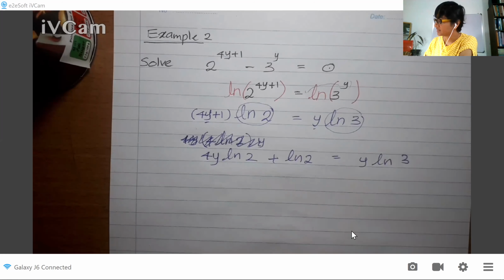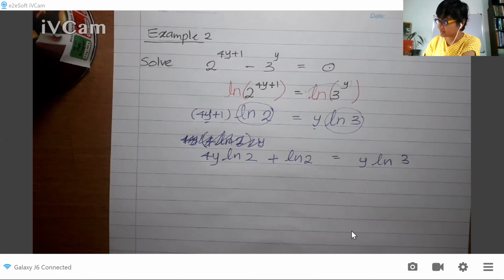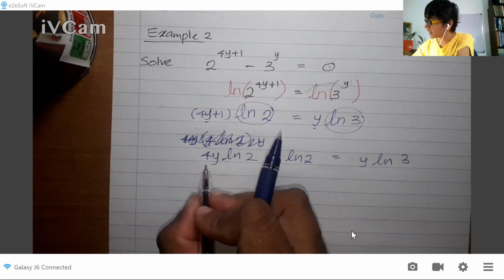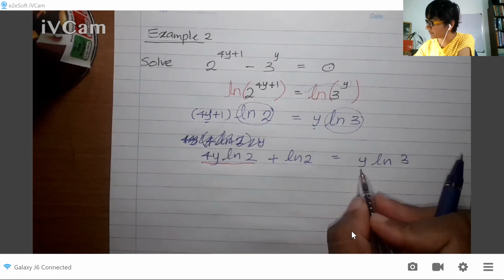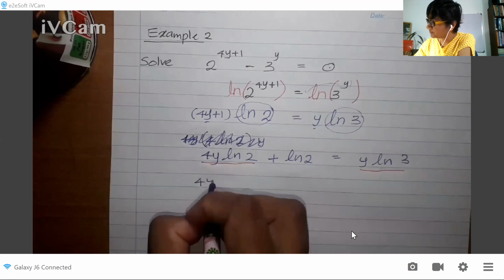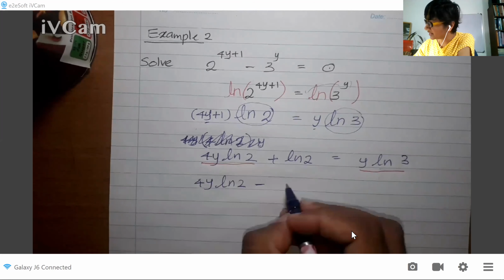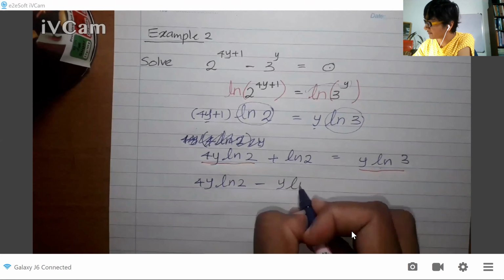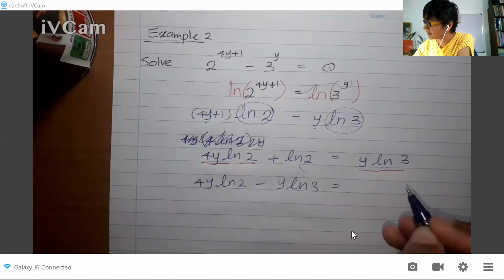Then I will bring the terms containing y to one side. This term contains y and this term contains y, so this term I will bring to this side. 4y ln 2 minus y ln 3 is equal to this, which I will take to the other side with a minus.